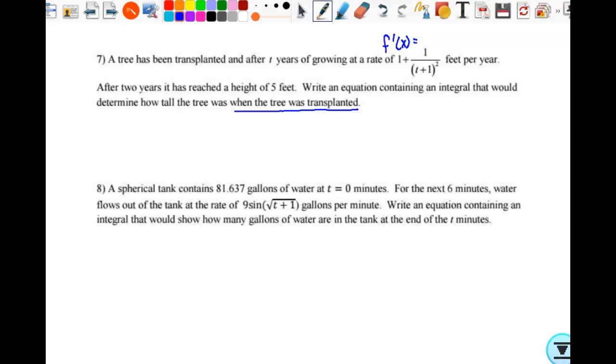Right? It has been transplanted after 2 years of growing. After 2 years, it has reached a height of 5 feet. So that would mean that f of 2 is equal to what? 5 feet. What are we looking for? f of 0. Okay, that's what I'm looking for. That's what it's asking for. Everybody understand how I came up with all that?